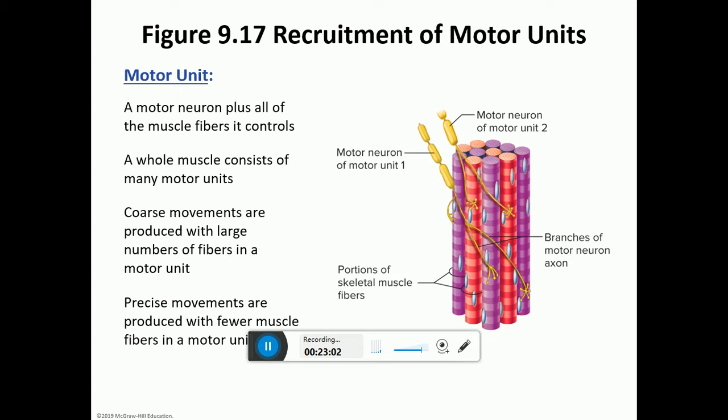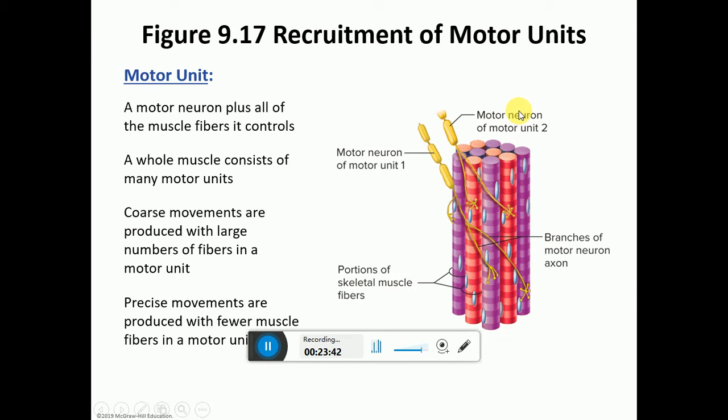Recruitment of motor units. So a motor unit is each nerve fiber, each motor neuron with its muscle fibers that it controls. So each motor neuron controls or relays that electricity, the action potential, to a certain number of muscle fibers. So you can see, for example, this motor neuron 1 ends on these purple fibers, while this motor neuron 2 ends on the red muscle fibers. So that would be a motor unit, and this is a second motor unit.